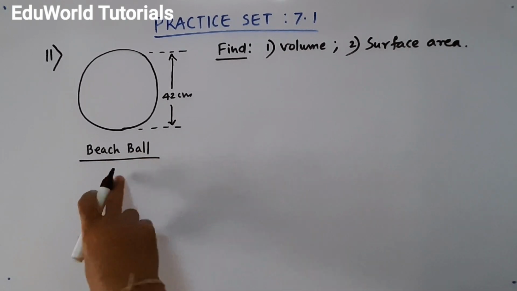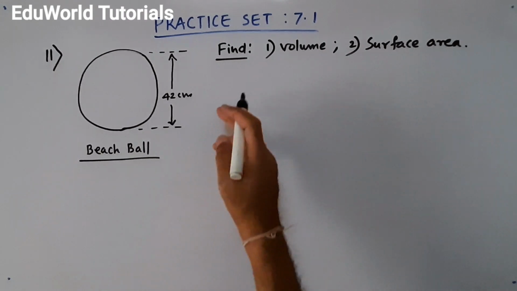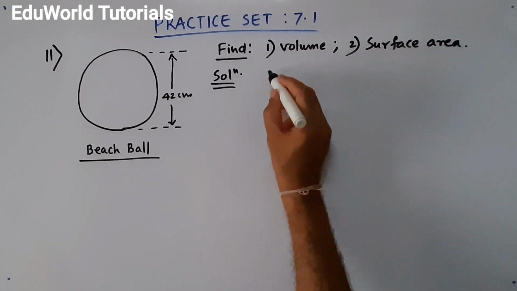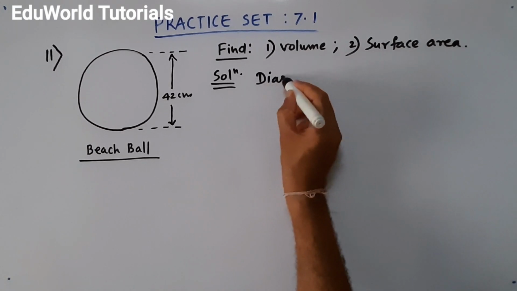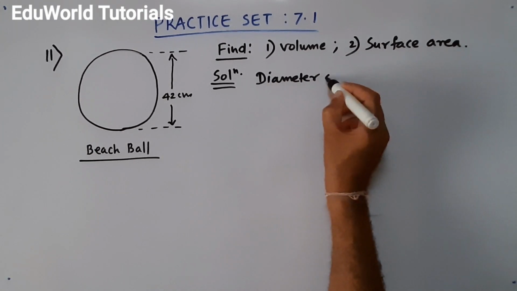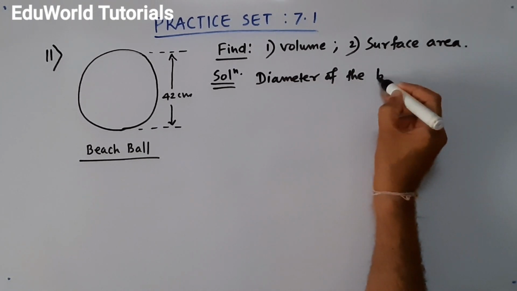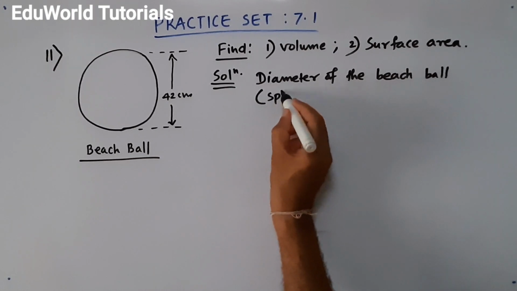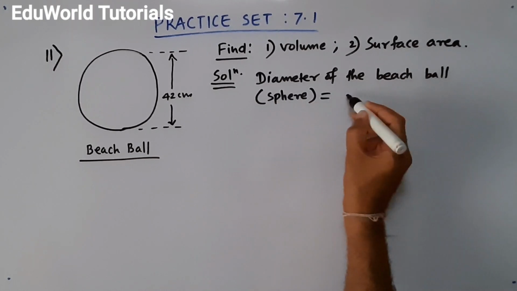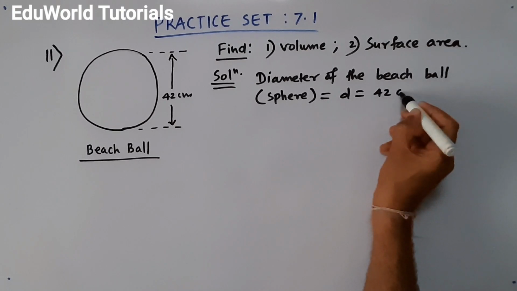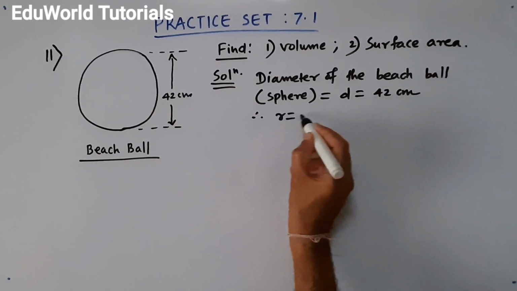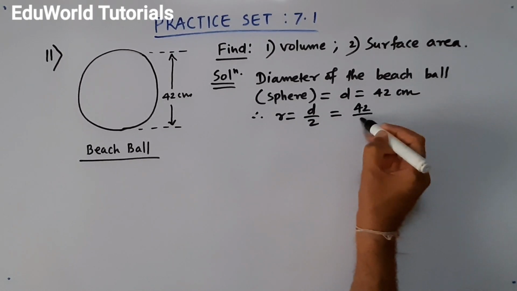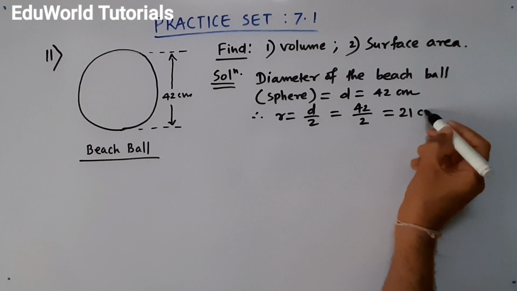Now whenever they say beach ball or any ball, it is a sphere, and you should remember the formula of the sphere. So in the solution, what you will write? Diameter of the beach ball, in bracket we write sphere. Understand? That is D equal to 42 centimeter. Therefore radius is half of the diameter. D by 2, half of the diameter. 42 divided by 2, that is 21 centimeter.